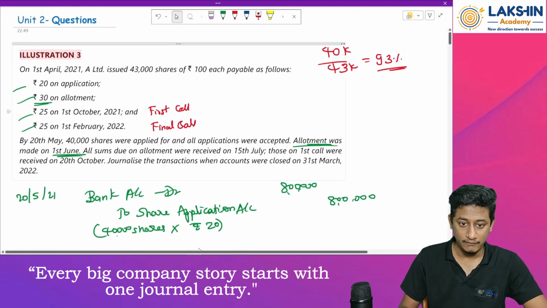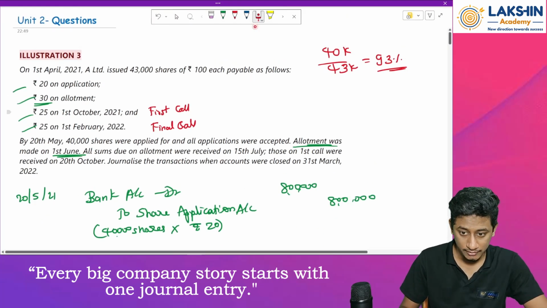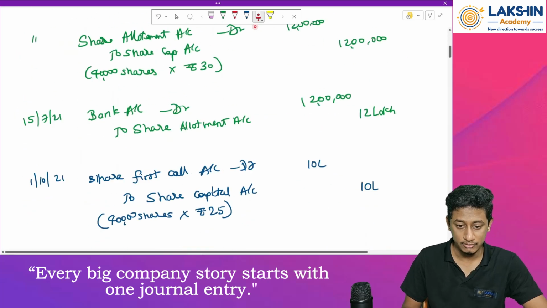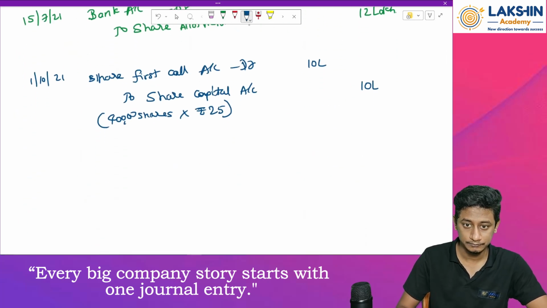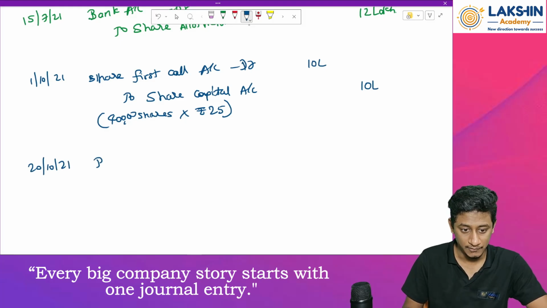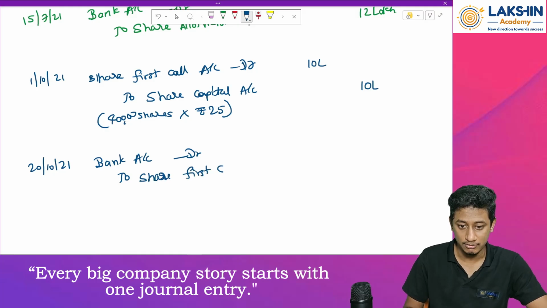Now, when was the money received? The first call was received on 20th of October, right? So on 20th of October 21, I have received the money, so bank account will be debited, obviously. Bank account debited, and again I will clear off the first call account, to share first call account, because it is no more required since I have received all the money.